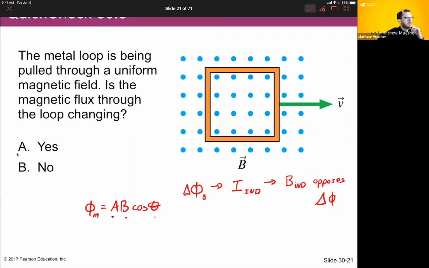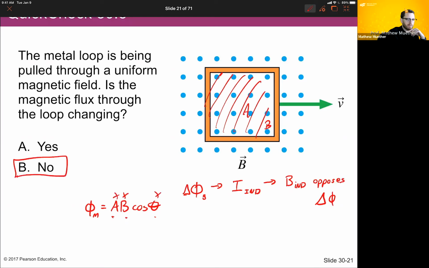All right, let's go ahead and end the poll. Most of you are selecting that no, there's no change in the flux, right? The area is fixed. The size of the loop isn't changing. The strength of the magnetic field isn't changing, and I'm not rotating the field, so there's no change in the orientation between the vectors. So that implies that none of my 3 variables are changing, so there's no change in the flux through that loop.